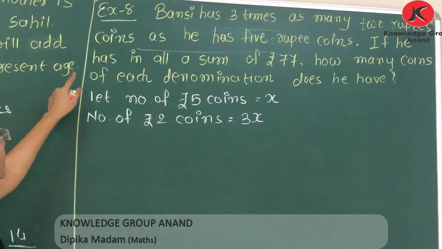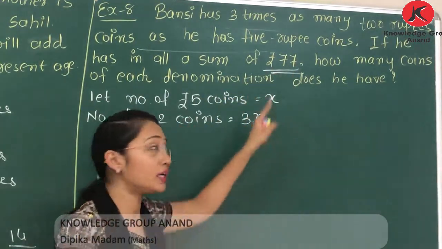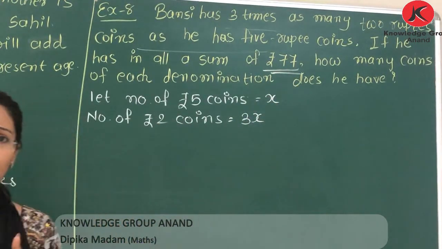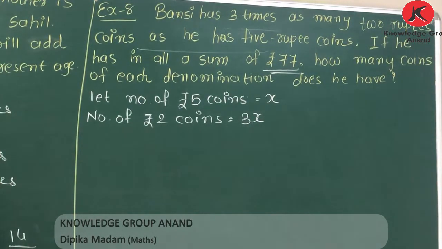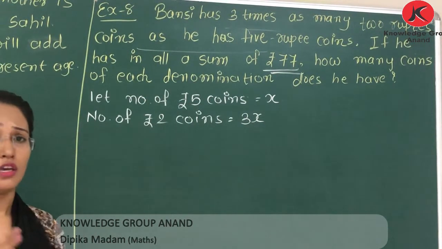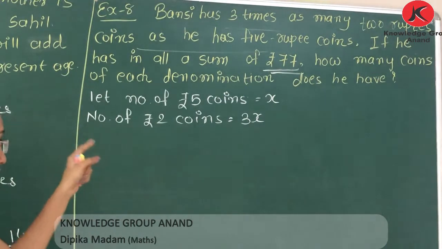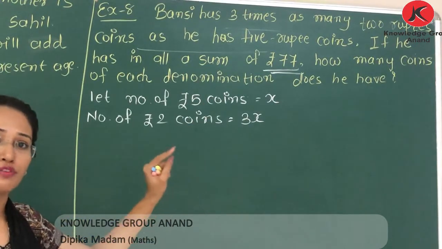If he has in all the sum of 77 rupees. Now this is not a coin count, this is rupees. For example, if you have one coin of 5 rupees, how many rupees is it? 5. If you have two coins of 5 rupees, how many rupees? 10 rupees. If you have 3 coins of 5, then it means 15 rupees. So we need to find the rupees from the coins. Here we have the number of coins x and 3x. We need to find rupees from the coins.